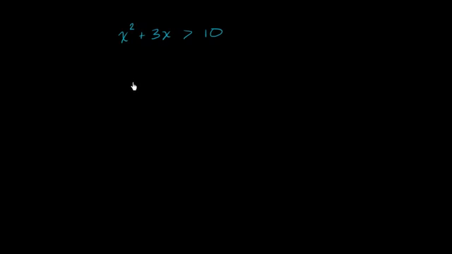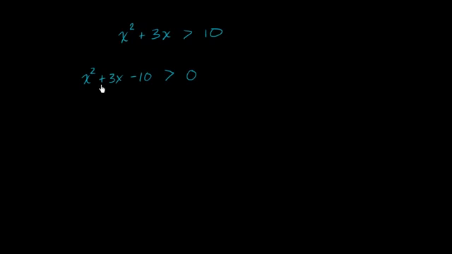So the first thing that we might want to do, just to get into a form that we're more comfortable with, is subtract 10 from both sides. On the left-hand side, we're going to have x squared plus 3x minus 10, which is still greater than. If we add or subtract the same thing to both sides, it won't change the inequality, but it's now going to be greater than 0. 10 minus 10 is 0.